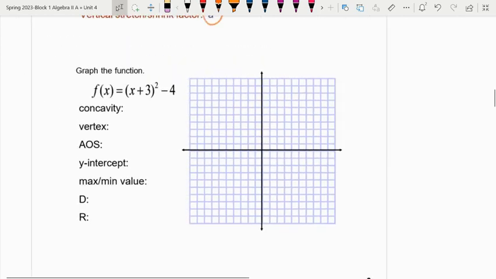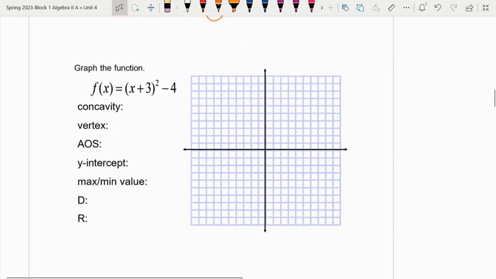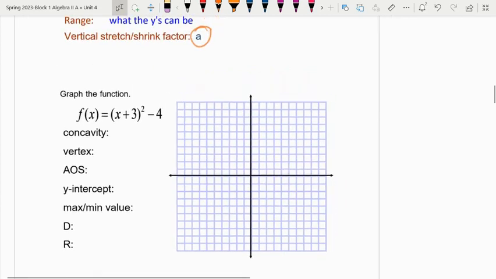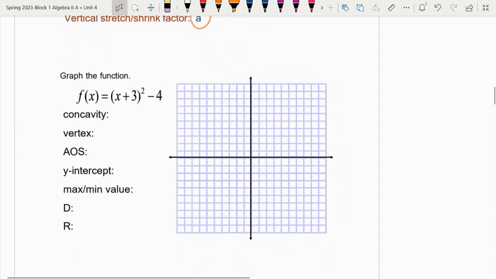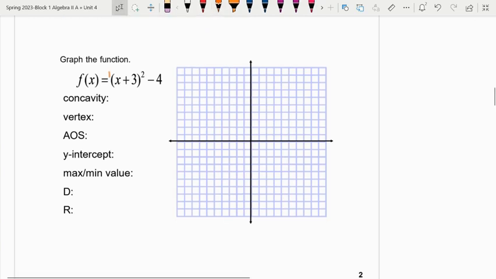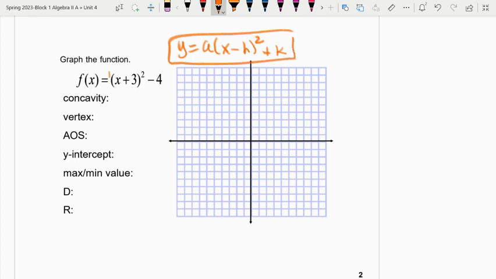Graphing the function f of x equals (x plus 3) quantity squared minus 4. The leading coefficient is a 1, so my a value is 1. Remembering we're using the form y equals a(x minus h) quantity squared plus k, my concavity would be opens up.